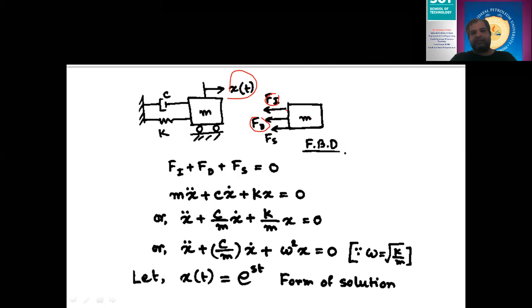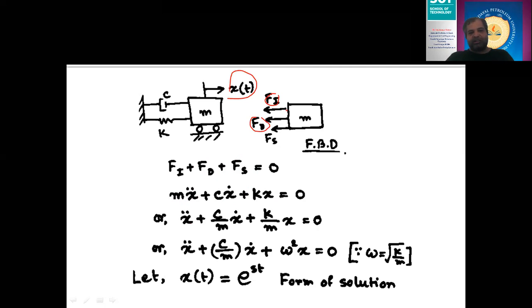According to the D'Alembert principle, I will consider the equilibrium of this particular body. So Fi plus Fd plus Fs is equal to 0. I am resolving all horizontal forces. So if I put the value of Fi, which is m x double dot of t, plus c x dot of t, which is the value of Fd, and plus Fs, which is nothing but kx, which equals 0. This equation we have seen how it comes. Now this equation, if I divide by m, so this m will go down.